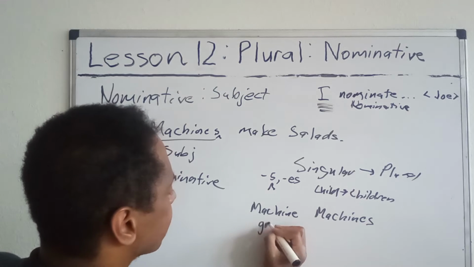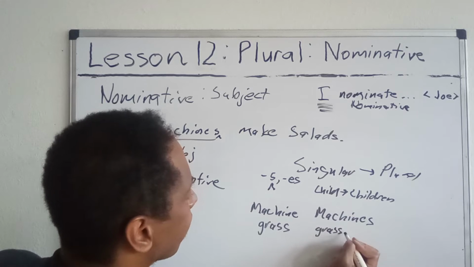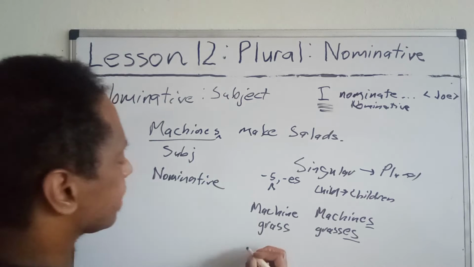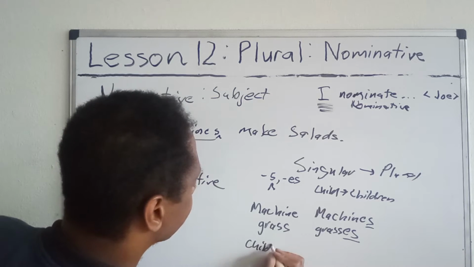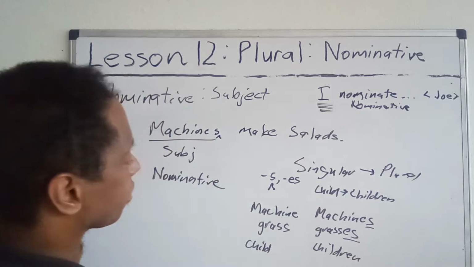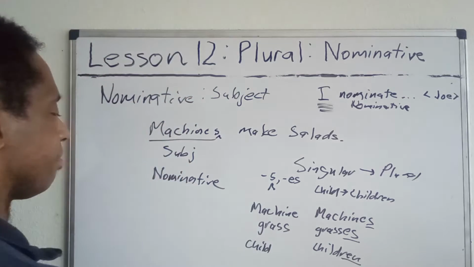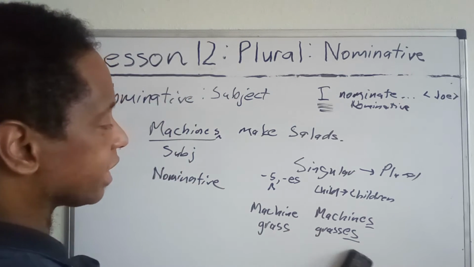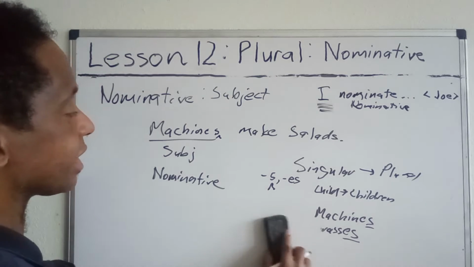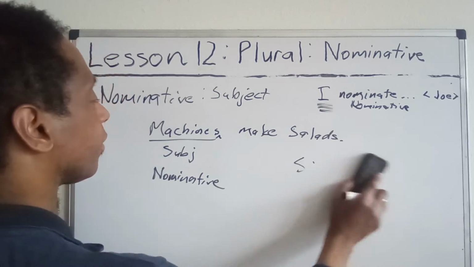And grass becomes grasses. We either add s or es, and child becomes children. These are unusuals, type of thing. But mostly just add s or es in English. Russian's a little bit more involved than just add s or es to change it from singular to plural.